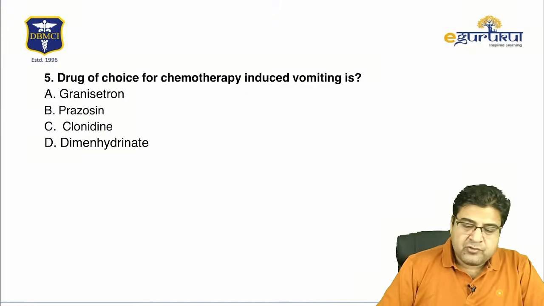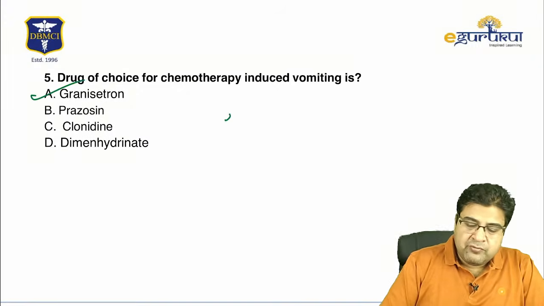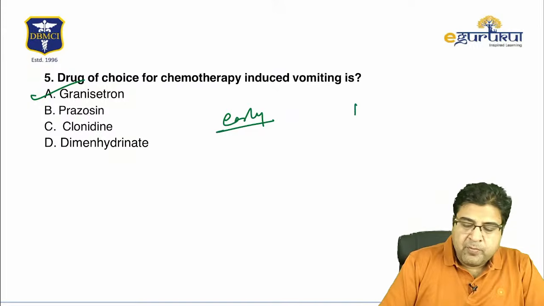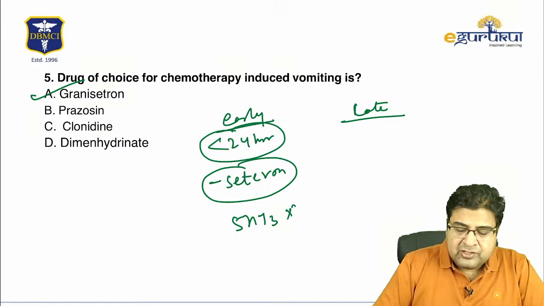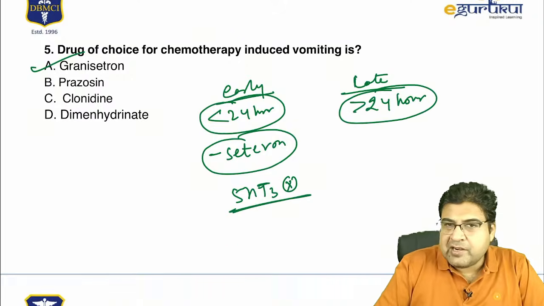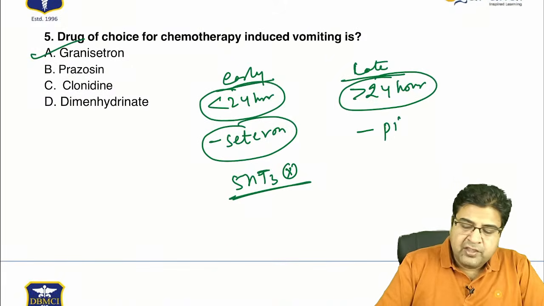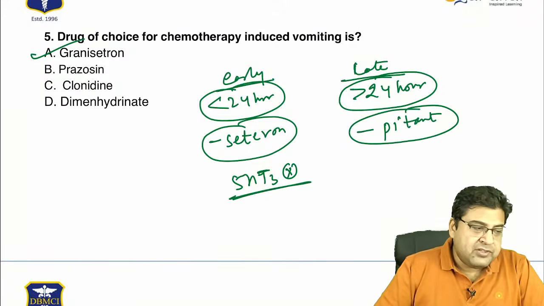So what is the drug of choice for chemotherapy-induced vomiting? It's granisetron here. The vomiting can be early, or it can be delayed or late. For vomiting that will start within 24 hours, we will give the medicines which end with the word setron. These medicines are 5-HT3 blockers. Now late vomiting means vomiting that will start after 24 hours. Here we give the medicines which end with the word pitant.